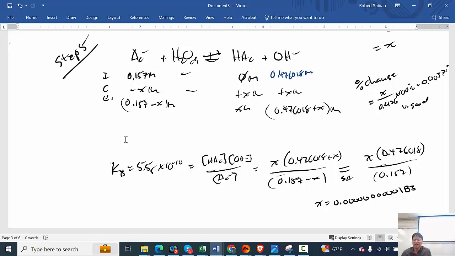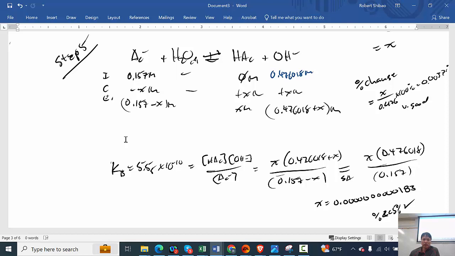Is that a significant change compared to the initials there? No, this looks good. The percent change is going to be way less than 5%. When something's this obvious, you don't actually have to show me the calculation. I mean, but you should make a little statement here. It's going to be small.